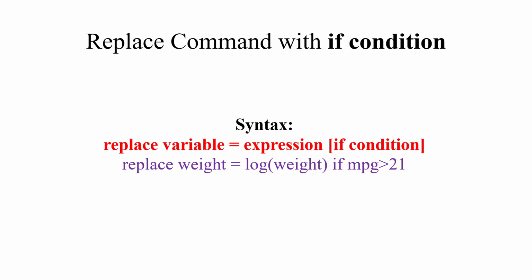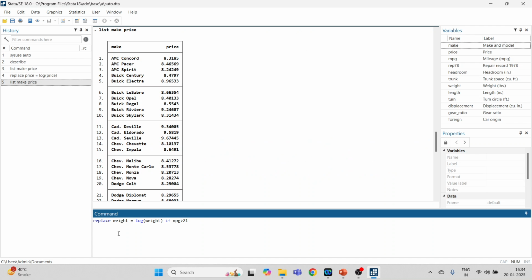The next thing which we are going to do is use the replace command with an if condition. Syntax is replace variable is equal to expression, and we will specify the condition. Replace weight is equal to log of weight if the mileage of the car is greater than 21. Now let's run this command. So: replace weight is equal to log weight if MPG is greater than 21.